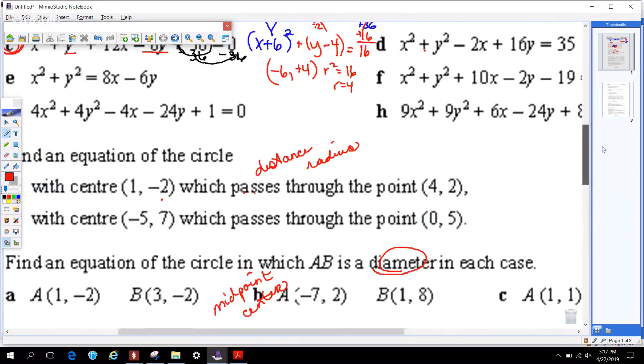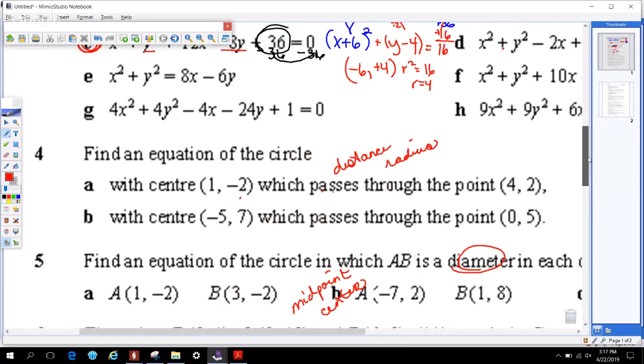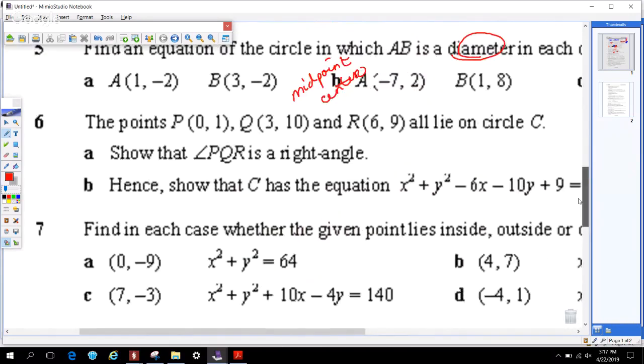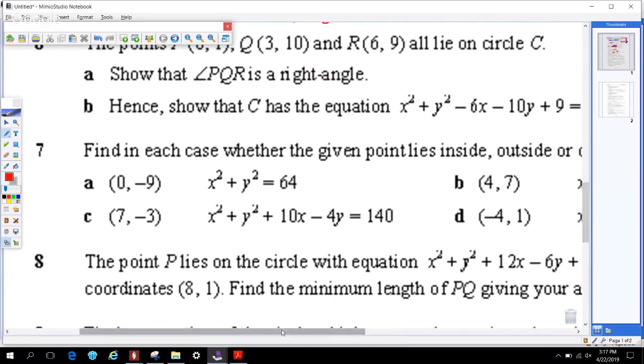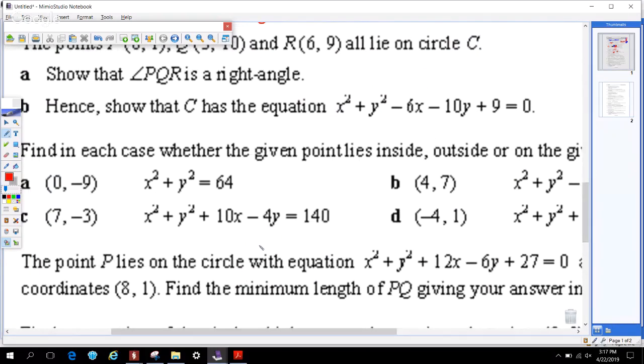For the first one, it's going to be the distance. You're going to use the radius for number 4. And for number 5, you have to use the midpoint formula. Number 6 for in, on, and outside. Let me show you this real quick. You will always just compare your information. Compare it using Pythagorean theorem.